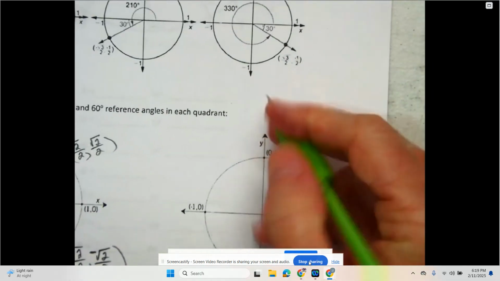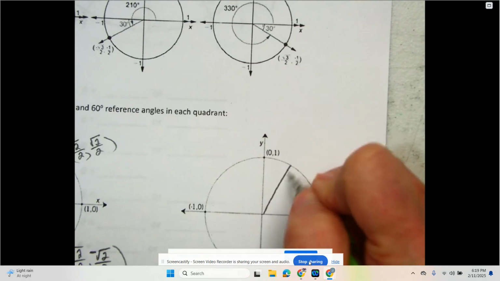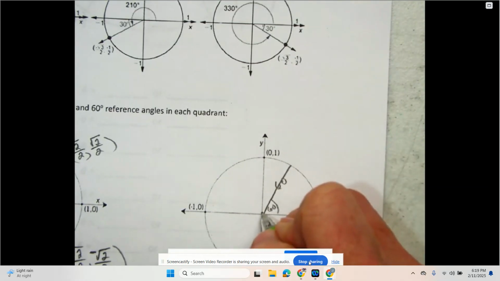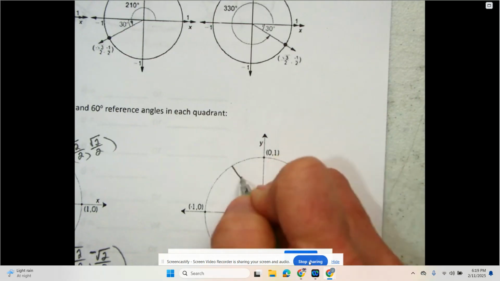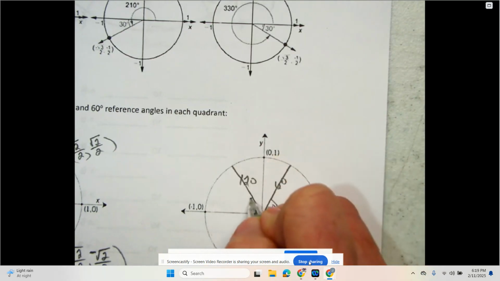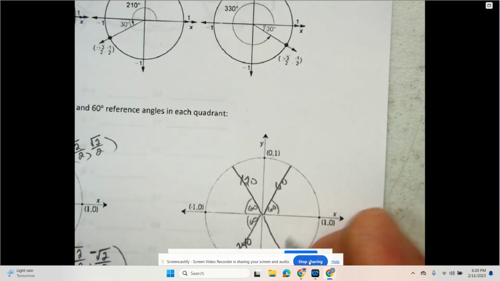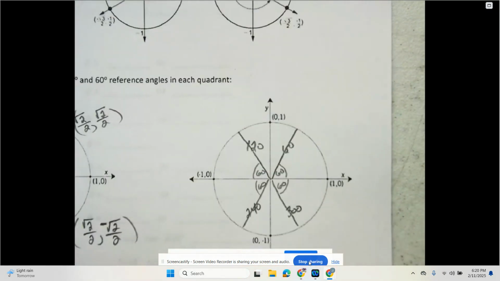Then we have 60 degrees. So this will be 60 degrees and it has a 60-degree reference angle. This one would be 120 and that has a 60-degree reference angle. If I go down 60 degrees, that's going to put me at 240. And again, 60-degree reference angle. And 60 degrees over here will be 300. And again, a 60-degree reference angle. So they all have the same reference angle.